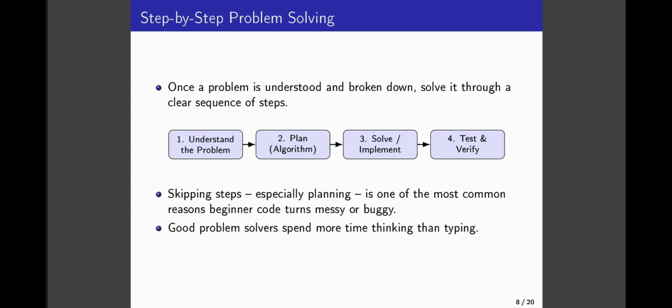This is where your algorithm actually comes in. Then actually solve or implement it. And fourth, test and verify that it works. So here what you need to remember is skipping steps, especially the planning step, is one of the most common reasons a beginner's code ends up messy or full of bugs. Good problem solvers actually spend more time thinking than they do typing.